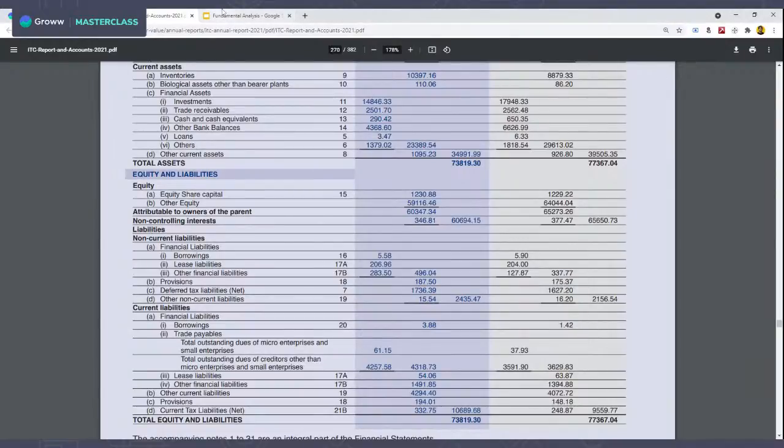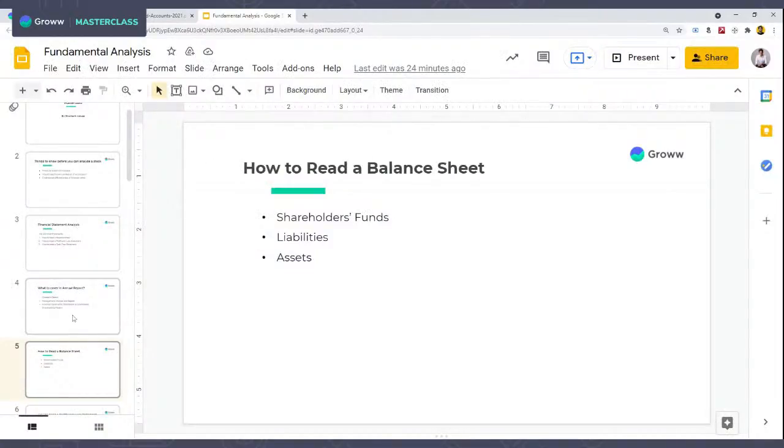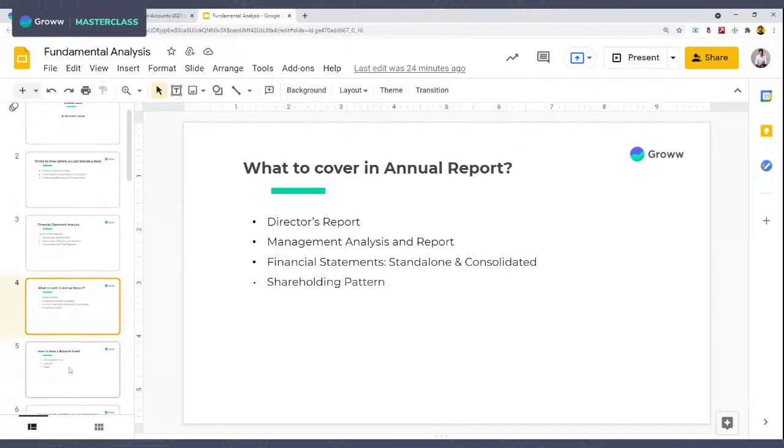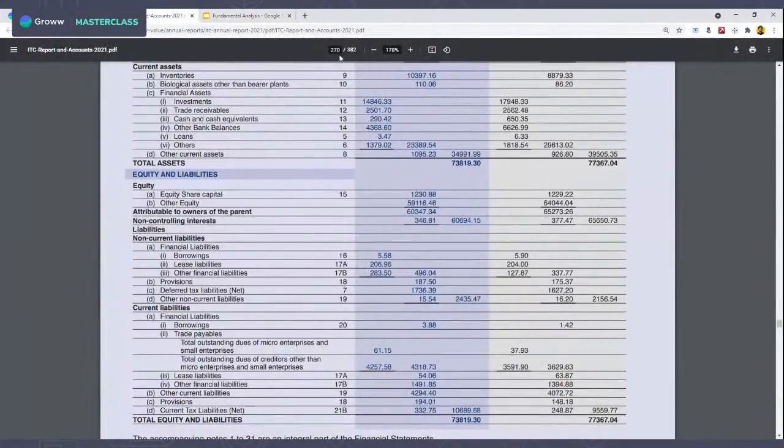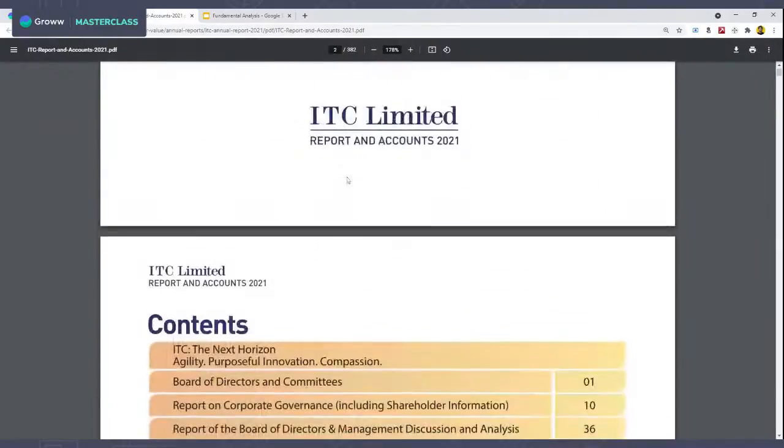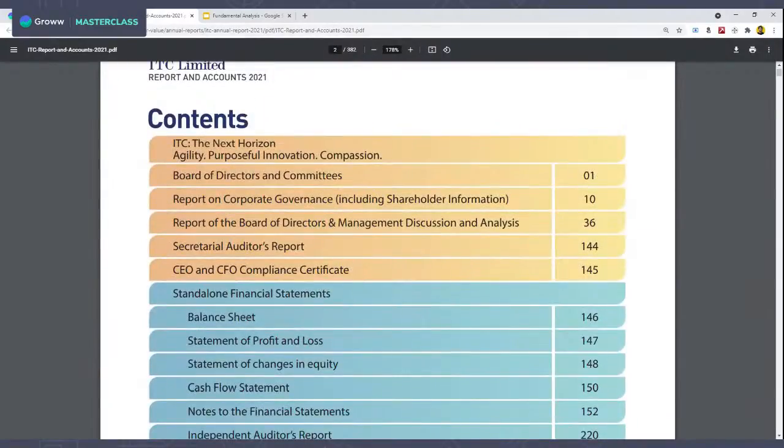Okay, awesome. Next. Now, if you want to go back, let's look at shareholding pattern. Right now, where do I find the shareholding pattern of a company, you would ask? Now, shareholding pattern, if you again come here, it says this, right? Report on corporate governance, including shareholder information. Very clearly given. ITC is very sweet. It's telling you exactly where to go and find whatever is required.